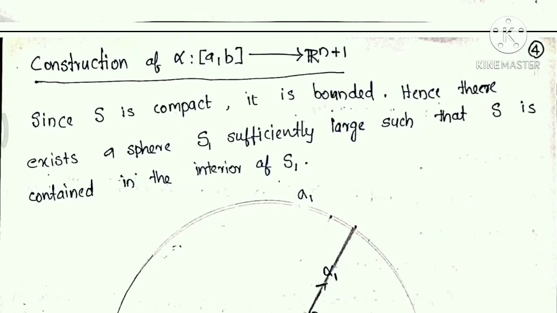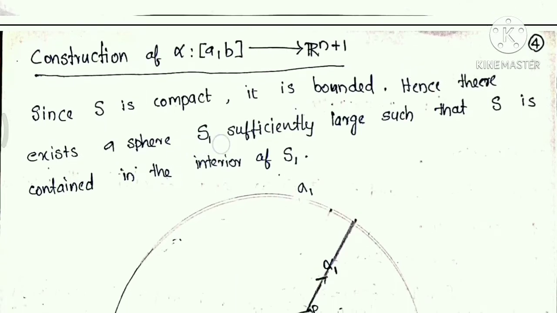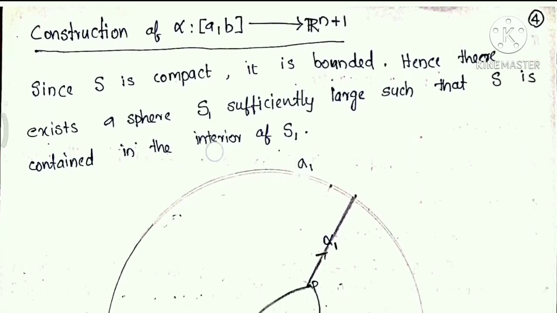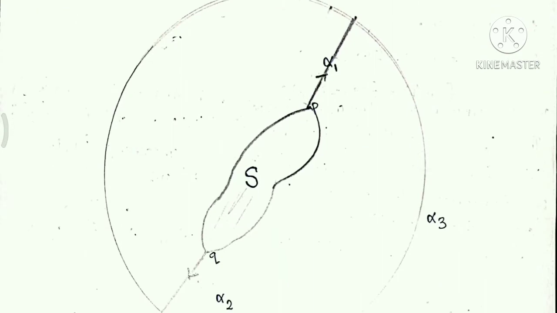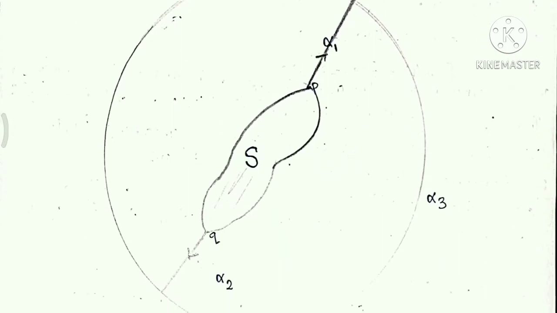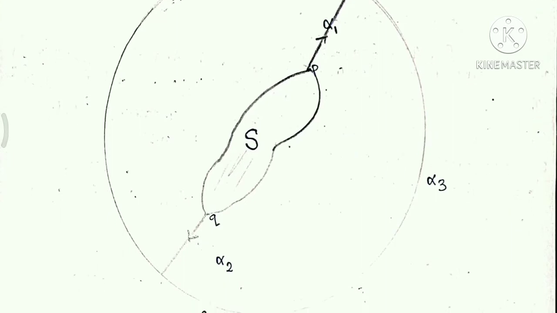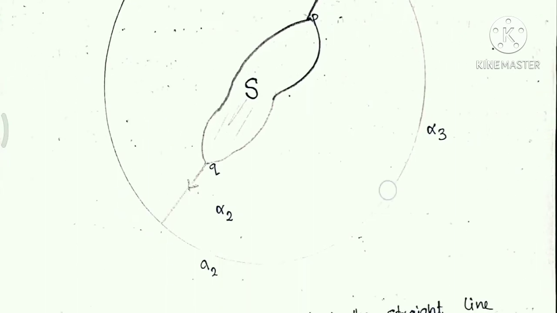Construction of alpha from AB into Rn plus 1. Since S is compact, we can say that the compact set S is bounded, and hence there exists a sphere S1 sufficiently large such that S is contained in the interior of S1. Consider the n surface S, and it is possible to find an n sphere S1 such that the n surface S is contained in the interior of S1.